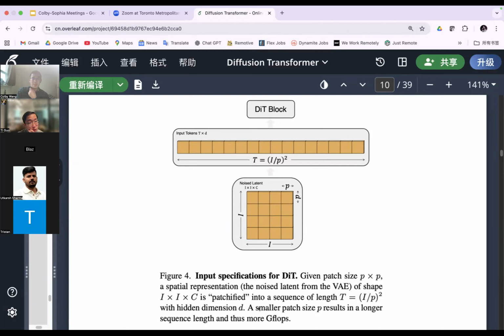Typically, a smaller patch size will result in a longer sequence length and more floating point operations. For now, each square is basically maybe 1 by 1, 2 by 2, or 4 by 4 pixels. You can think about it as a sub-image. That's the pre-processing part.